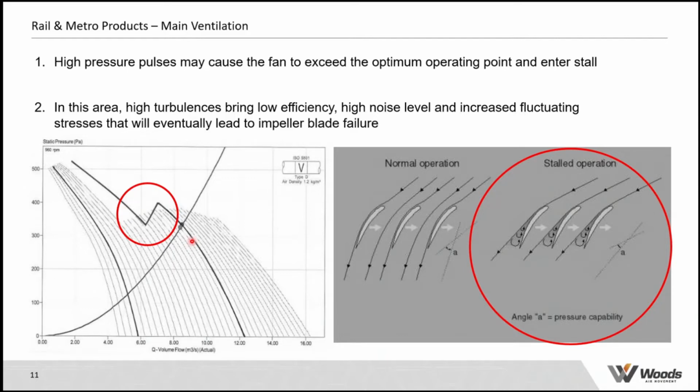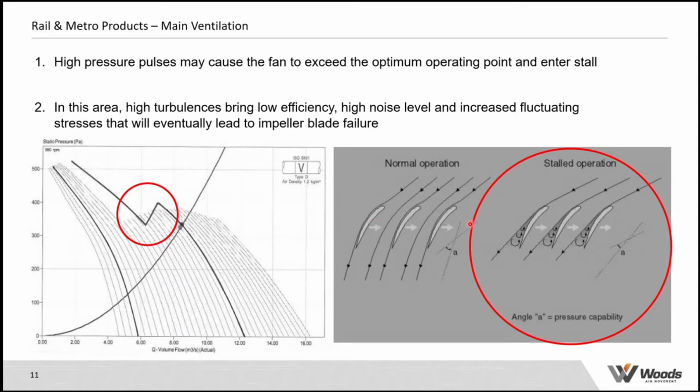But what can happen is if there's a positive or negative pressure from the movement of the trains, this will effectively start to push this operating point higher and higher. Then it's getting close to, or it can go into, an aerodynamic stall, which effectively is an area of high turbulence, low efficiency, increased noise, but more importantly, it increases the fluctuating stresses on the blade, which if it continued for a period of time could potentially lead to failure of the impeller, the blade and the hub components, due to this excessive stress.